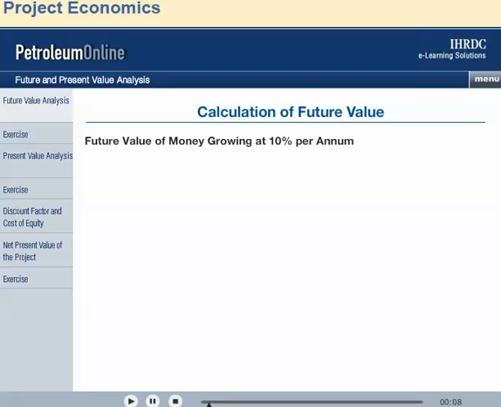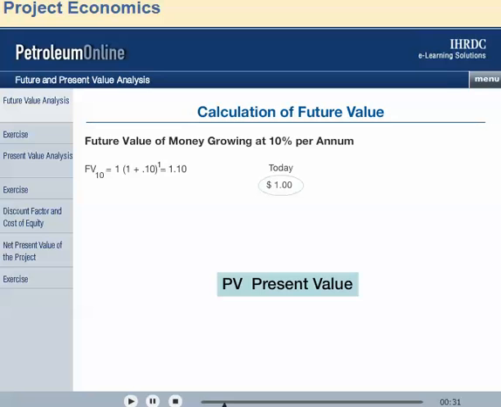Assuming for simplicity that the interest rate is 10% per annum, we see here that a dollar will grow to $1.10 at the end of 1 year using this simple equation that multiplies the investment, $1, by the sum of 1 added to the 10% interest rate in decimal form. We say that a dollar placed in the bank account today, which we refer to as the present value, or PV, grows to a future value, or FV, of $1.10 in 1 year.